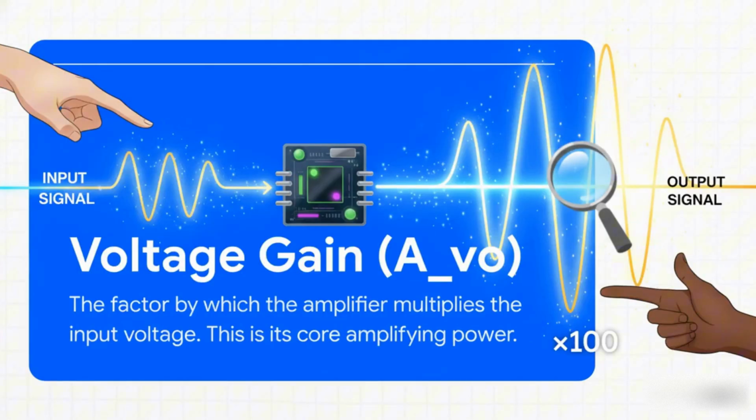Second, we have voltage gain. This is the whole reason we're here, right? This is the amplifier's job description. It's just a number that tells you how many times bigger the output voltage is going to be compared to the input. So, a gain of 100? Simple. The output is 100 times the input voltage.